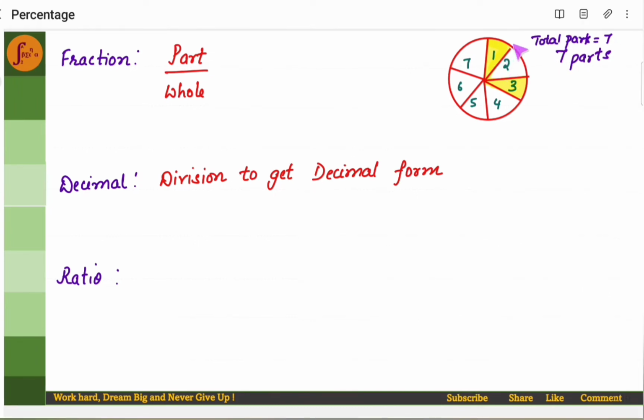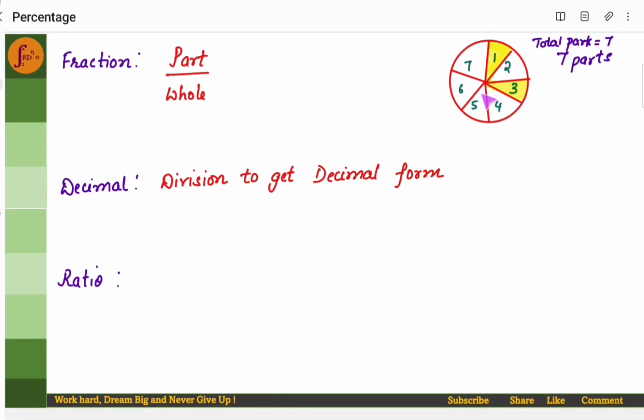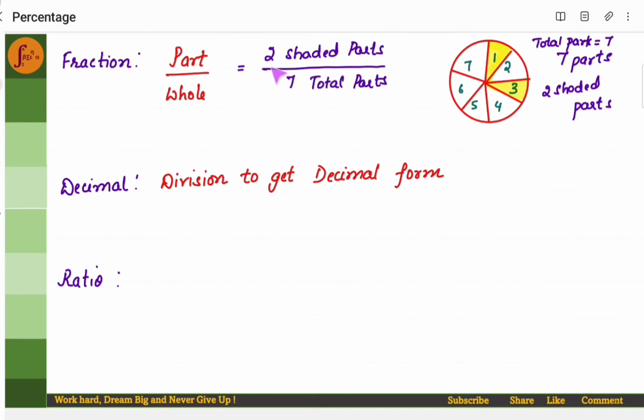If I have to find the number of shaded parts, how many shaded parts are here? There are 2 shaded parts, shaded in yellow color. If I have to write this as a fraction, how would I do this? I will write 2 shaded parts out of 7 total parts. This is what is called a fraction. This is nothing but 2 by 7.